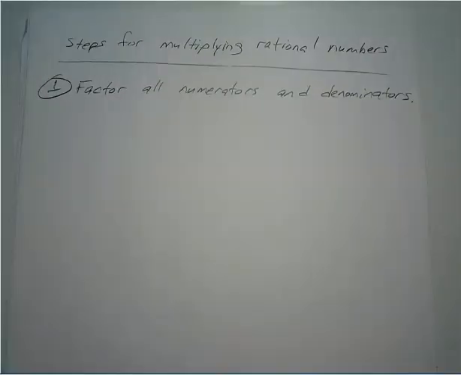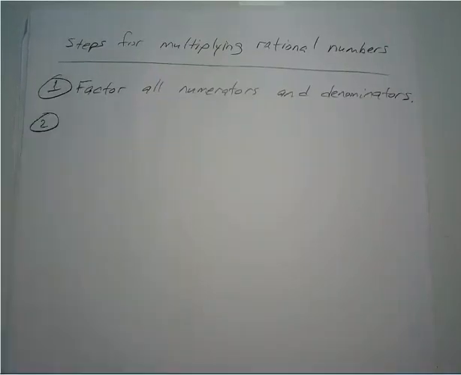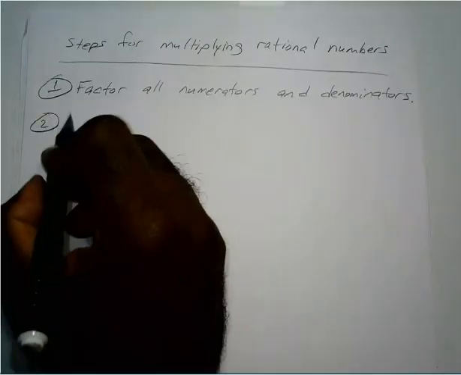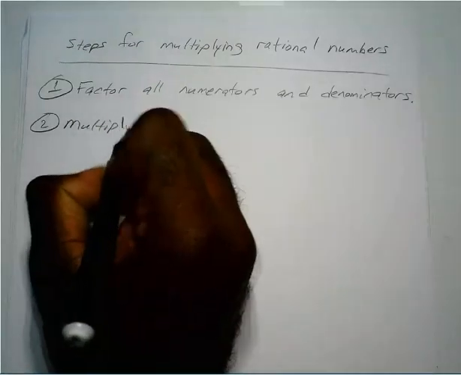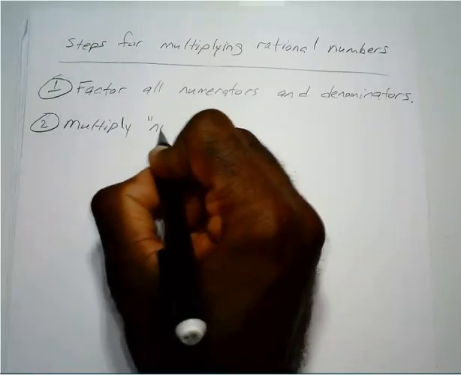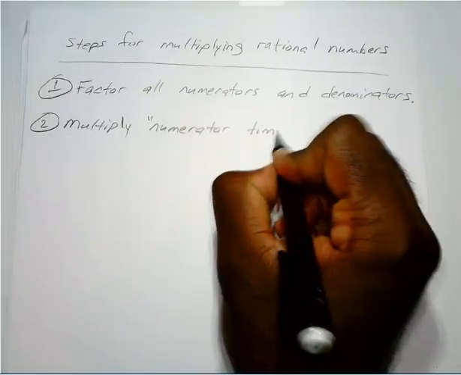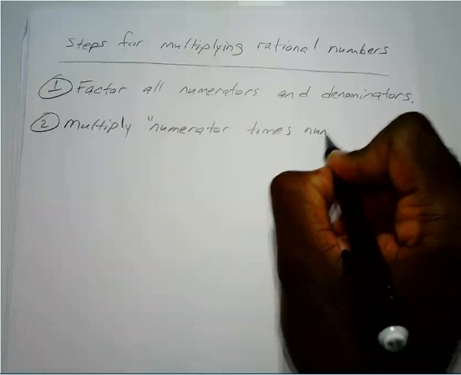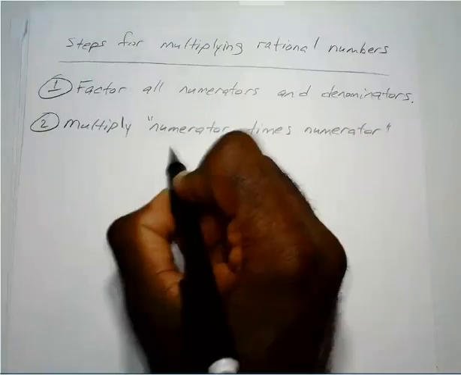So factor all numerators and denominators. Okay, so just like we did before our second step, you want to multiply your numerator times numerator. And denominator times denominator.